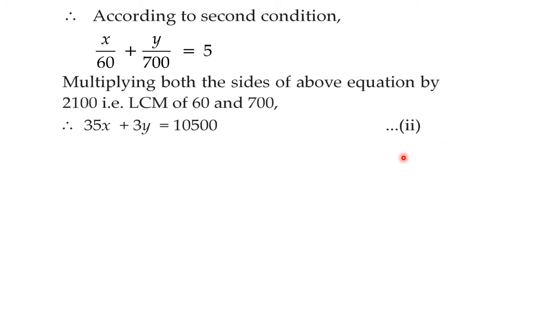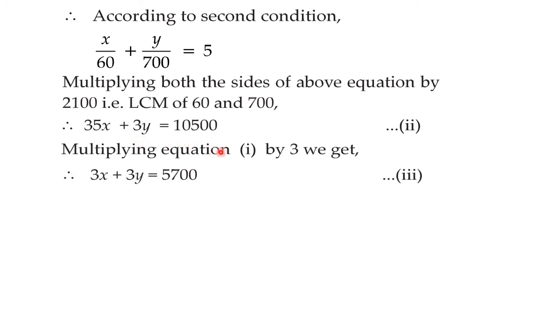Now observe equation 1 and 2. Equation 1 is x plus y is equal to 1900. There we have x plus y, and here we have 3y. So if we want to equate the coefficient, we have to multiply equation 1 by 3. So write down, multiplying equation 1 by 3, then we get 3x plus 3y is equal to 19 3s are 57, so 5700. Number this as equation 3.